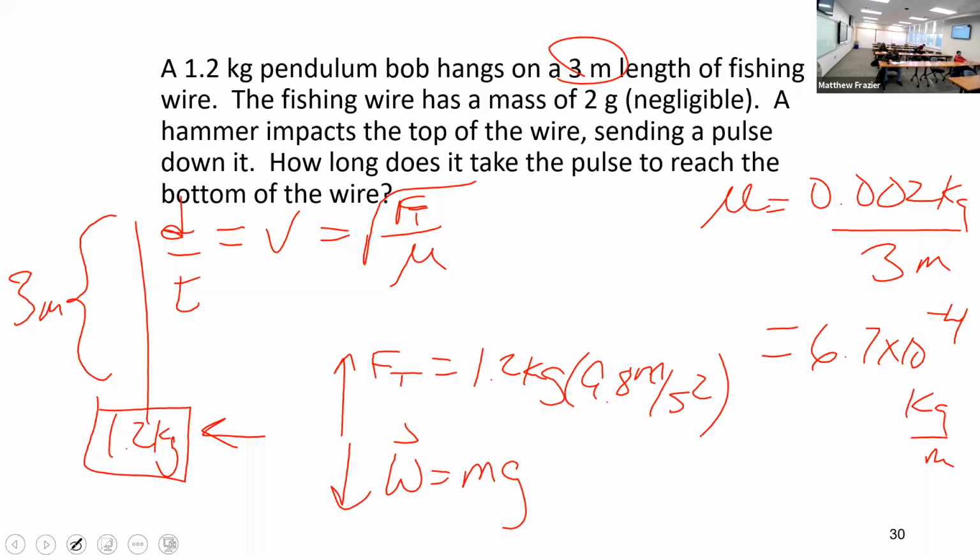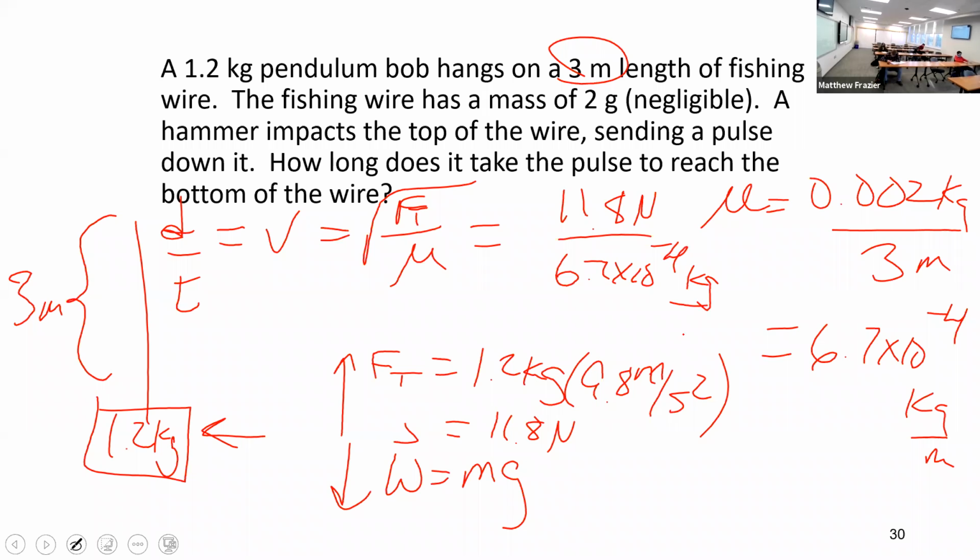So let's see. I want to do 1.2 times 9.8. And so we have 11.8 newtons. And so now we can do this calculation: 11.8 newtons per 6.7 times 10 to the minus 4 kilograms per meter. And what I will do is separate out these calculations carefully like that.